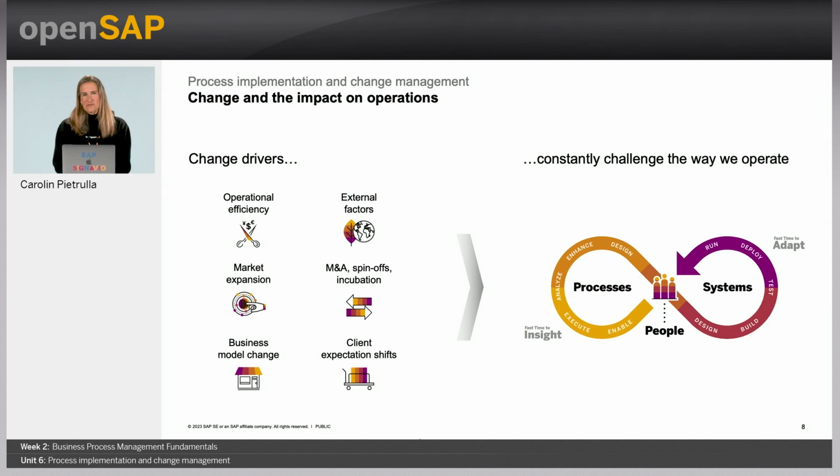Change and transformation is driven by a number of factors. To mention some, we have operational efficiency to optimize margins. We have environmental factors such as climate change, strategic decisions to enter new markets, mergers and acquisitions, change in business models, or simply new expectations from our customers. These changes require continuous adaptation of how we do things within an organization. It is either change continuously or get disrupted in the new reality.